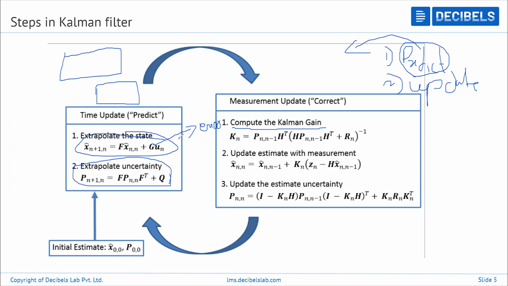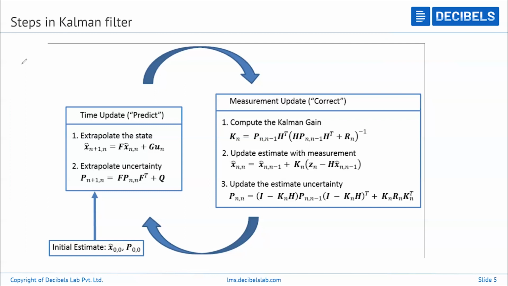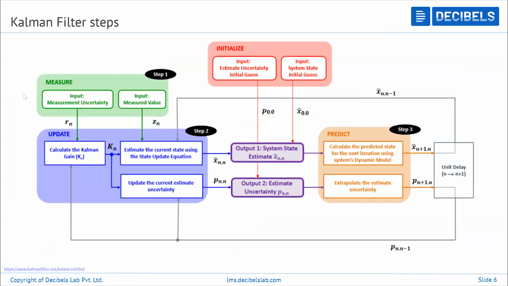There is one more thing; I think it's missing over here. I'll show you in the next slide. Here you can see that there is a measurement, which you are going to get from the sensor. So these are the steps you can see: the predict, update, and the measurement.